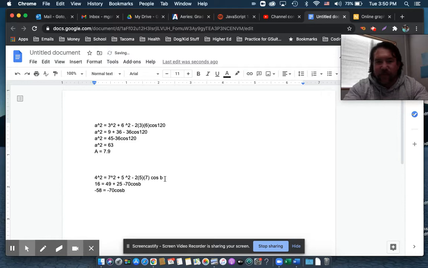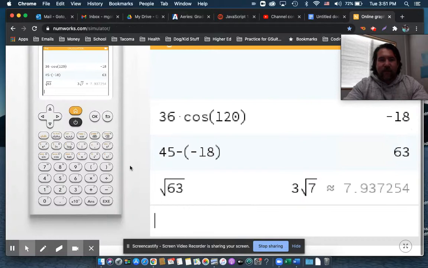So notice nothing too crazy with the calculator yet, right? Then from there, I'm going to divide by negative 70. So that means that the cosine of b equals, in parentheses, negative 58 divided by negative 70. And so what we need to do is the inverse cosine of that amount. So inverse cosine of negative 58 over negative 70. So here I'm going to do inverse cosine. So shift this guy right here.